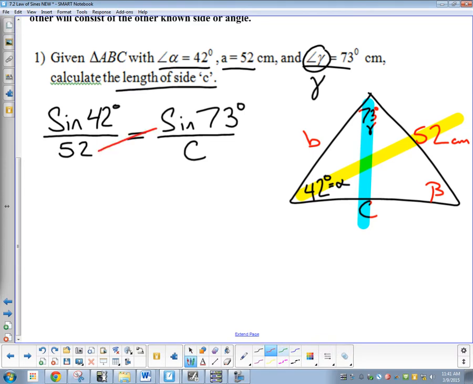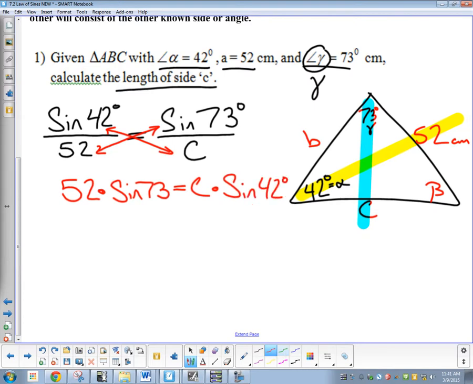We draw a cross across our equal sign. Okay, we multiply 52 times the thing we know, sine of 73. And that's going to be equal to C times the angle. So C times sine of 42. What am I trying to get by itself in this problem? C. So to get C by itself, I'm going to divide both sides by sine of 42.